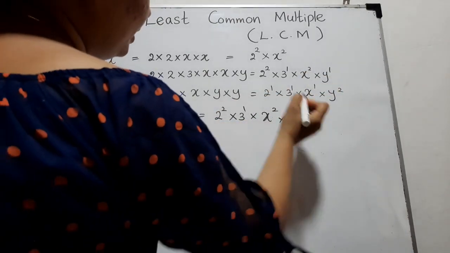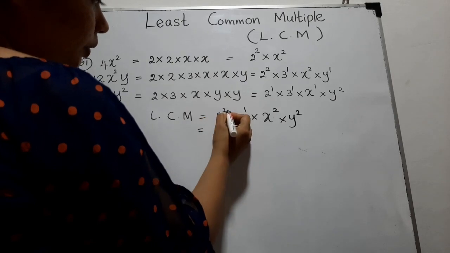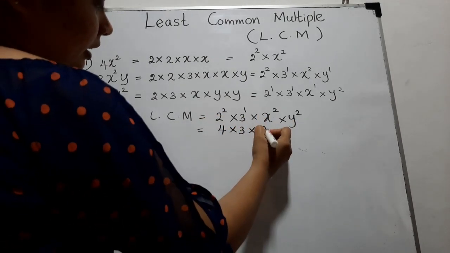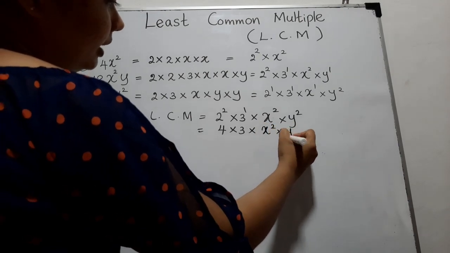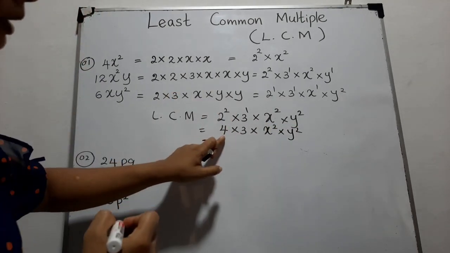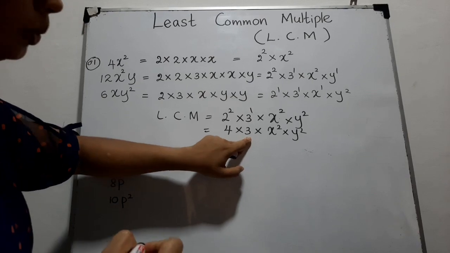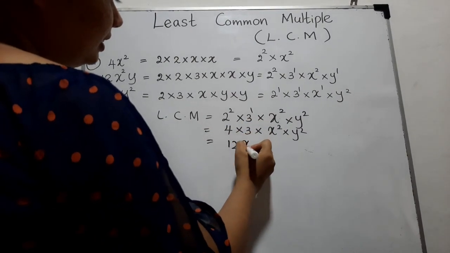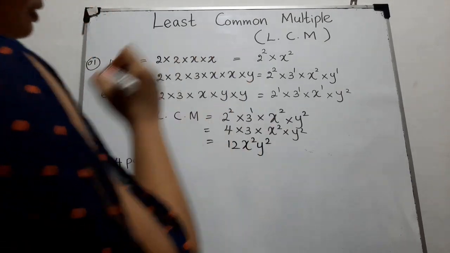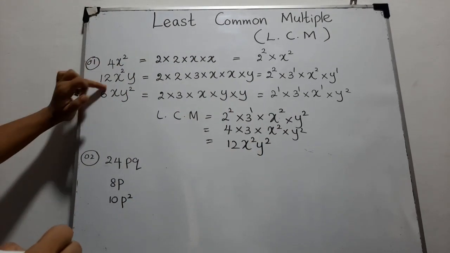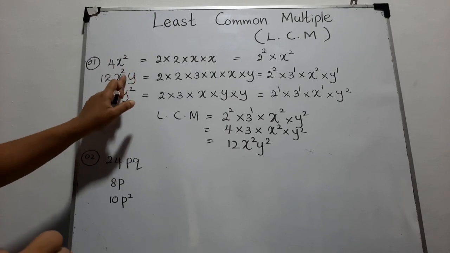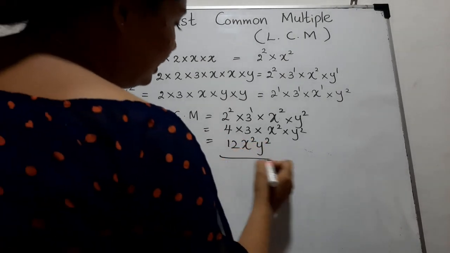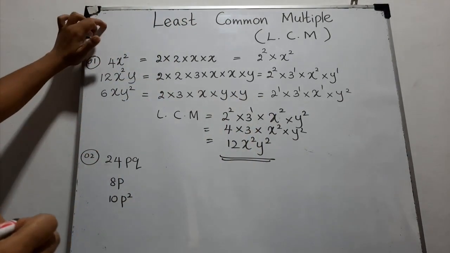Now we have to obtain the product. 2 to the power 2, you know, that is 4. 4 into 3 into x squared into y squared. When we simplify, 4 into 3, 12, so we obtain 12x squared y squared. The answer is 12x squared y squared. The LCM of 4x squared, 12x squared y and 6xy squared is 12x squared y squared.